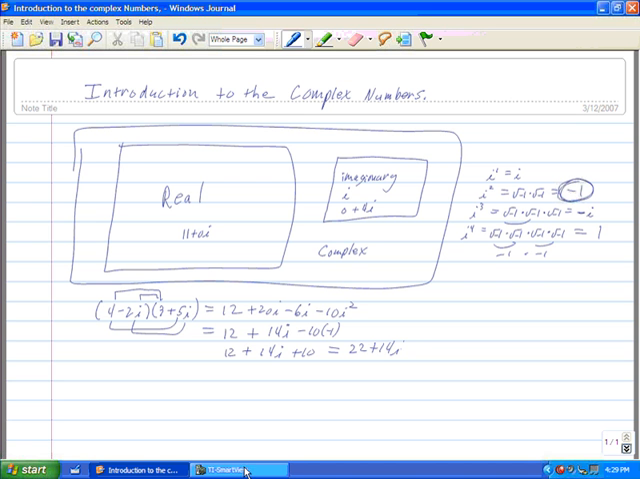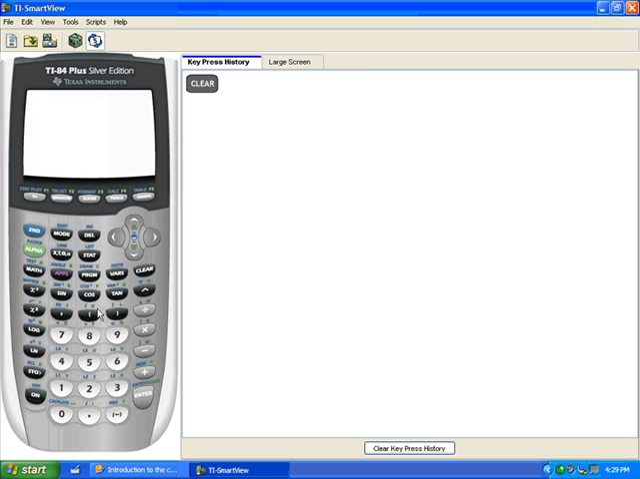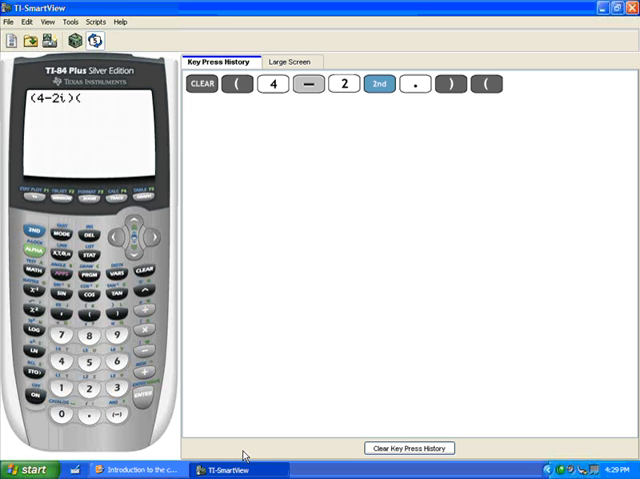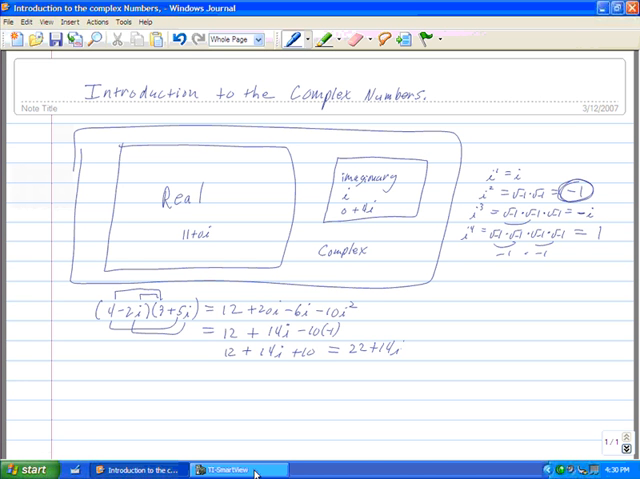So let's see if we can duplicate that on the calculator. Left parenthesis, 4 minus 2, second function, decimal is your i. Bring up your right parenthesis, open your left parenthesis. Again, remembering the other number was 3 plus 5i. We'll start typing it in. 3 plus 5, second function, decimal brings up the i, closing the parentheses. We get 22 plus 14i, which was exactly what we said it was.